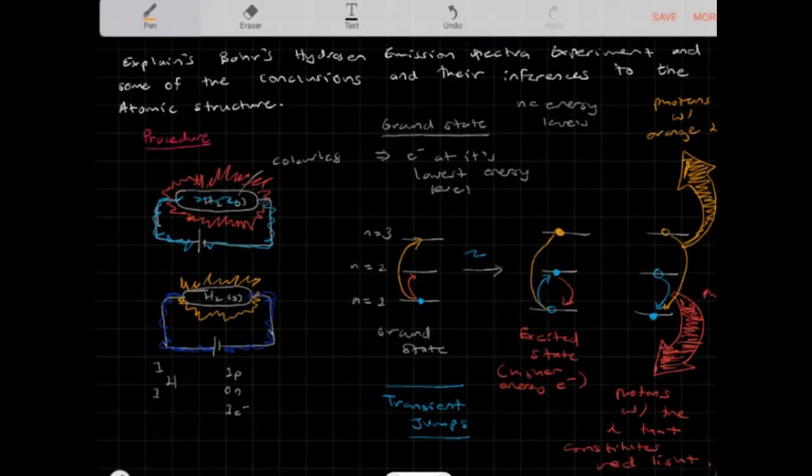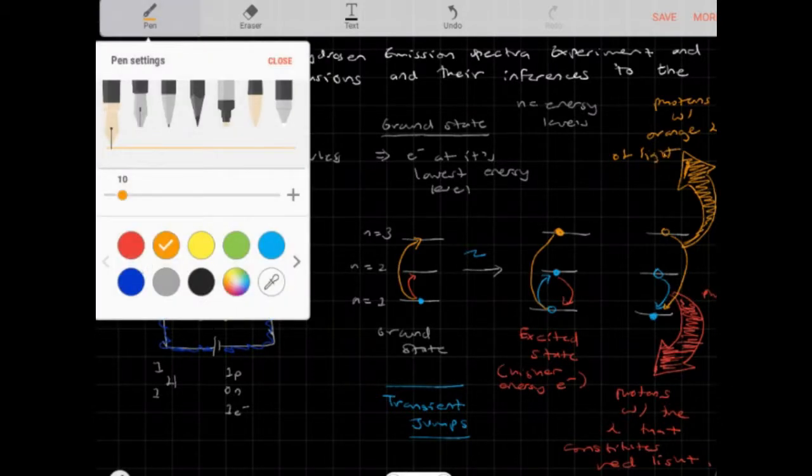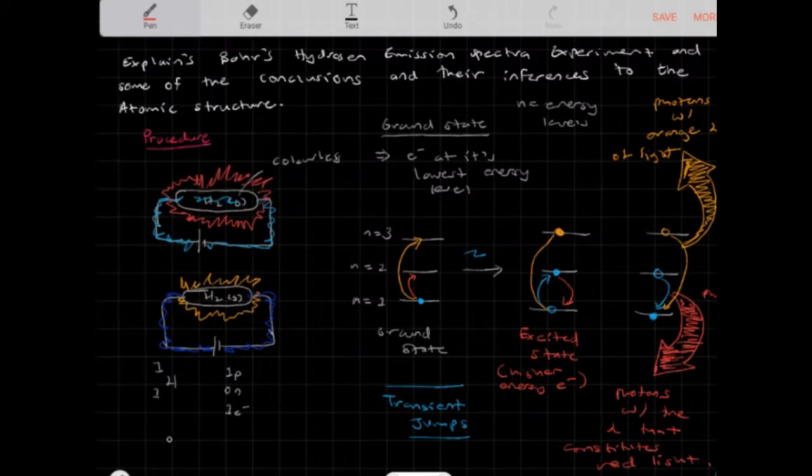The orange wavelength of light. And according to the visible light spectrum, red has the highest wavelength, the lowest energy, and violet has the lowest wavelength but highest energy. Orange actually has more energy than red, right?